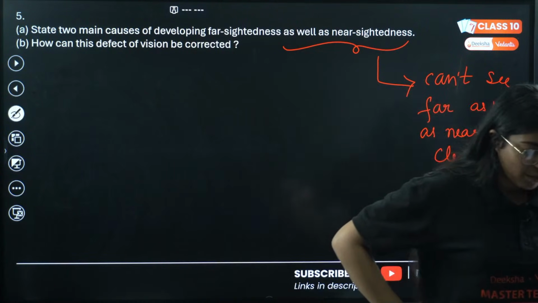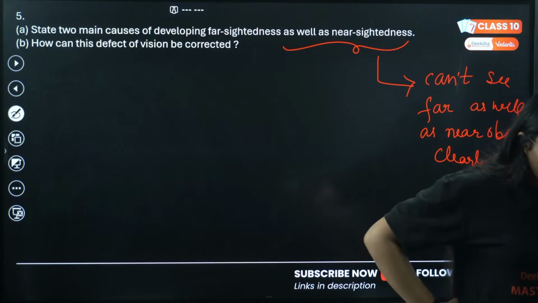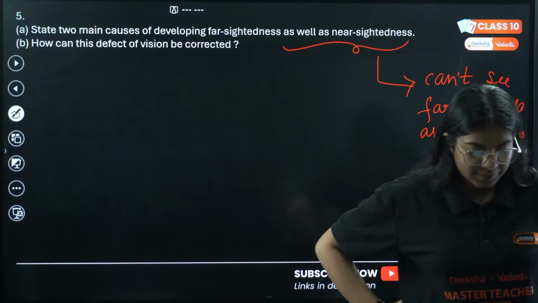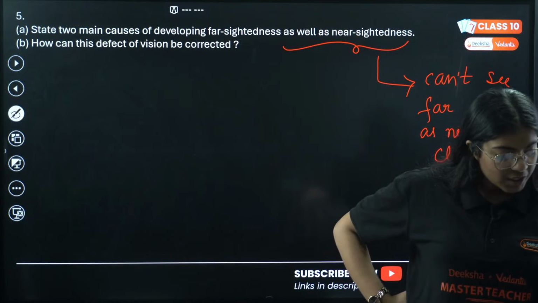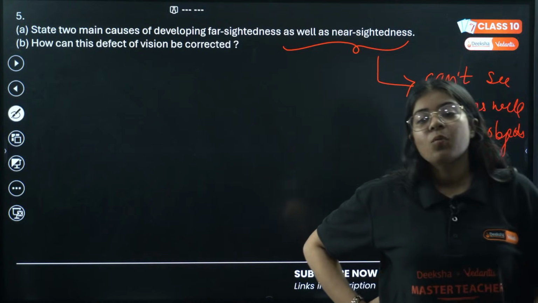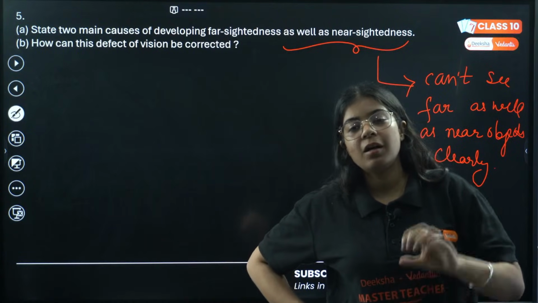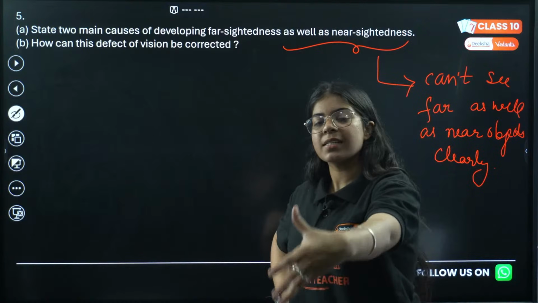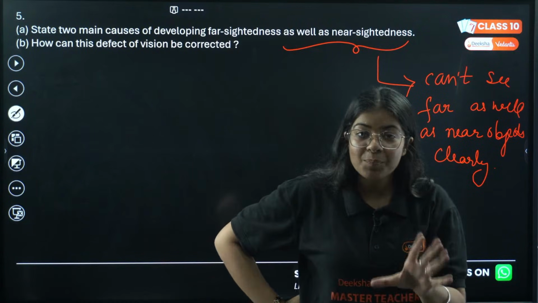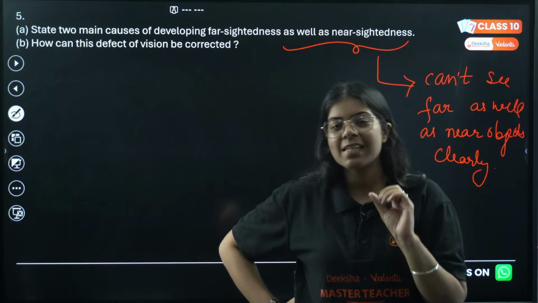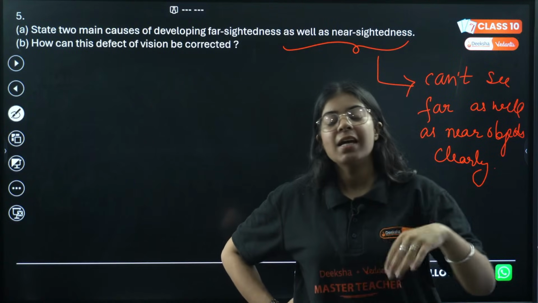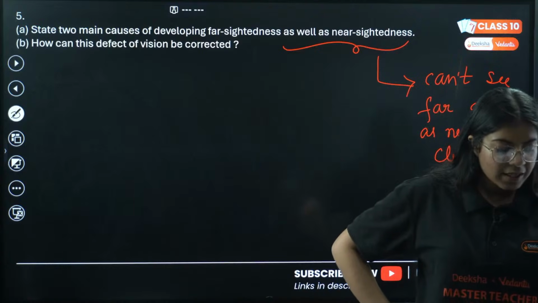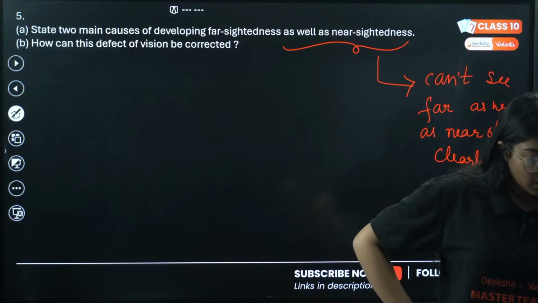Yes, presbyopia. Piyush is saying presbyopia. Yes. The question is actually, what if the same person is having both farsightedness and nearsightedness? That means he can't see far as well as near objects clearly. So that is presbyopia. Correct?